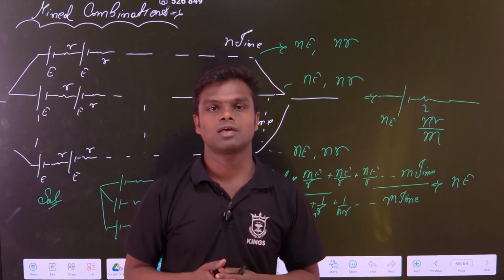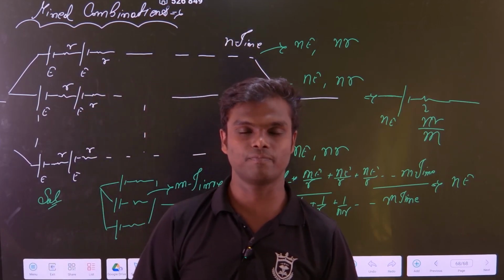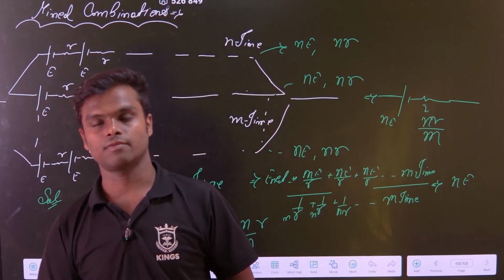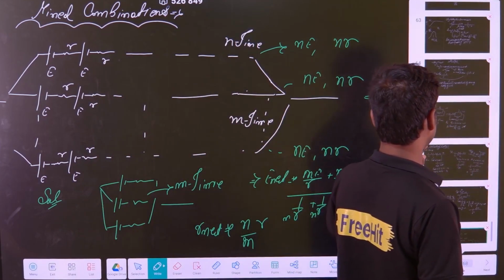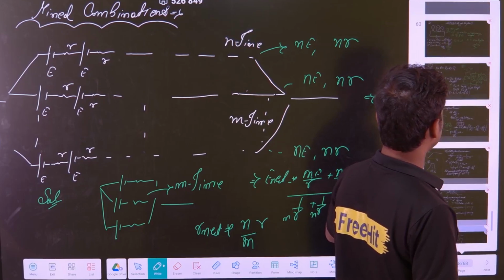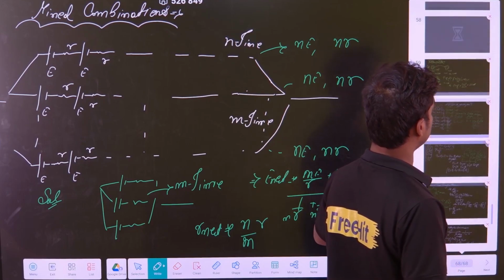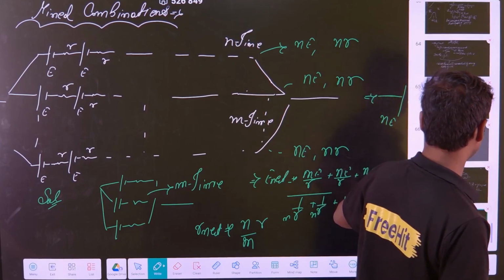So hello everyone. In the last session we have discussed the grouping of cells, the series combination and parallel combination of cells, and then we have seen the maximum power transfer theorem. We have discussed electric power, a lot of things we have seen.